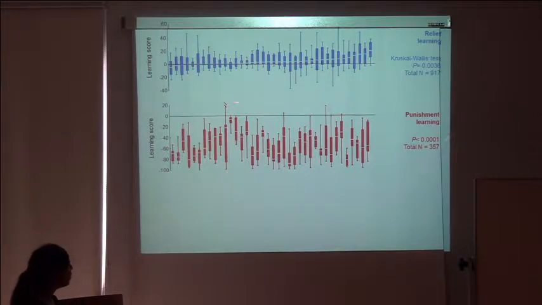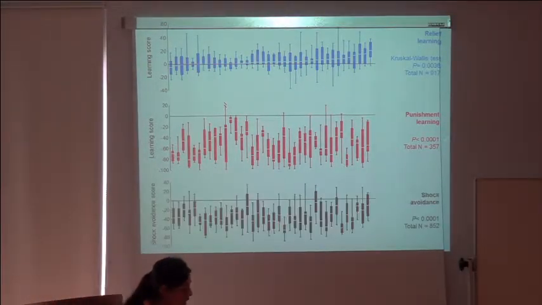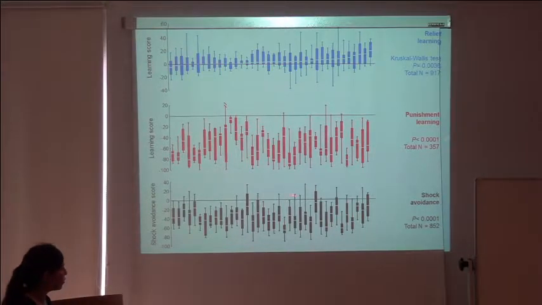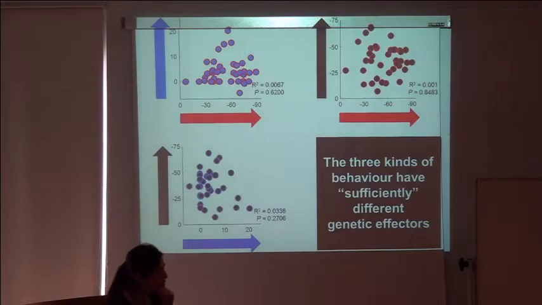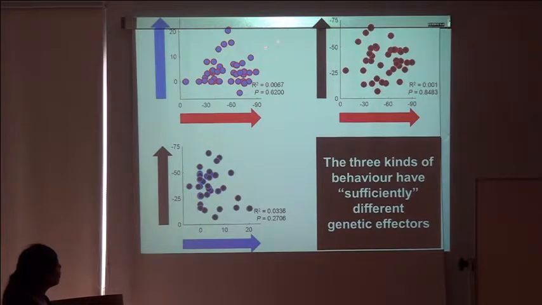So then we have the punishment learning scores here, which also differ across the strains. You realize that if I sort them according to relief score, then the punishment scores are jittery. This already points out that the two kinds of learning don't always go together. And here you can see the shock avoidance scores, which are also jittery and variable. Now here, I plotted a correlation plot to show you that there is no really substantial correlation between relief scores and punishment scores, or between shock and punishment, or between shock and relief learning.